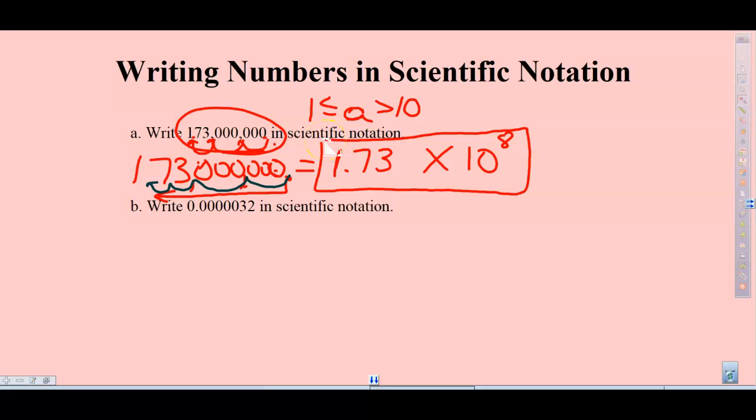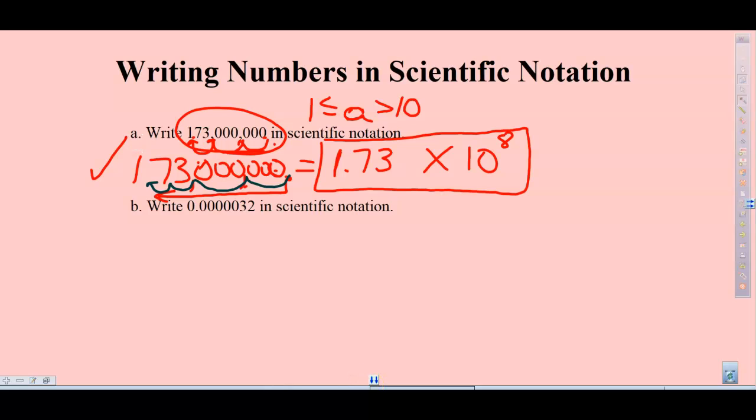And that is our scientific notation of 173 million. They're equivalent to each other. So if in doubt, always just double check yourself. What is 1.73 times 10 to the 8th? Well, it's 173 million. Check, I know I got it right. Let's try the next one.